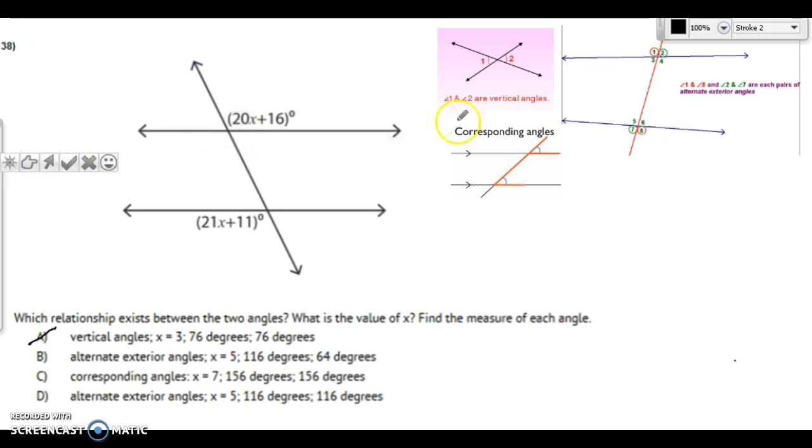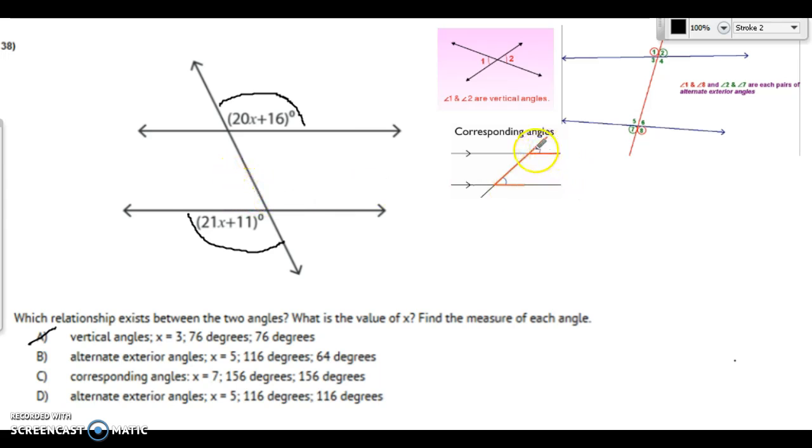The next one is alternate exterior. Alternate exterior means that they're on opposite sides of the transversal, on the outside of the parallel lines. So 2 and 7 over here would be alternate exterior because they're on opposite sides on the outside. 1 and 8 would also be alternate exterior. If we look over here, these two angles are on the outside of the parallel lines and on opposite sides of the transversal. So they are going to be alternate exterior.